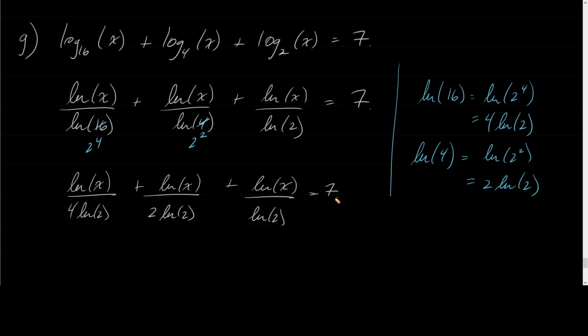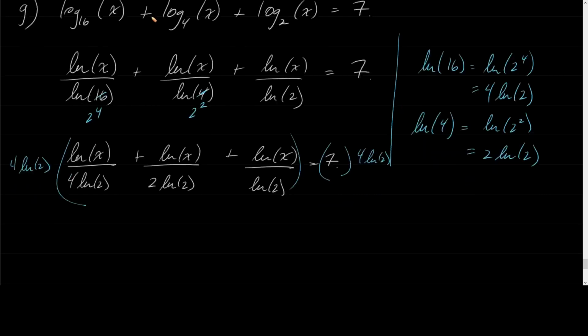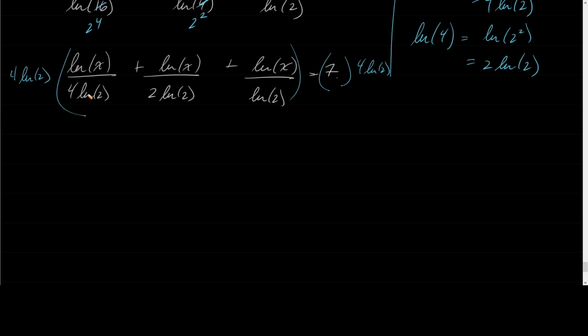At that point, I'm just going to multiply by the common denominator. And what's the common denominator? 4 ln of 2. So I'm going to multiply both sides by 4 ln of 2. On the left side, 4 ln of 2 cancels out, so I just end up with ln of x plus 2 ln of x, and the last term becomes 4 ln of x, is equal to 7 times 4, which is 28 ln of 2.